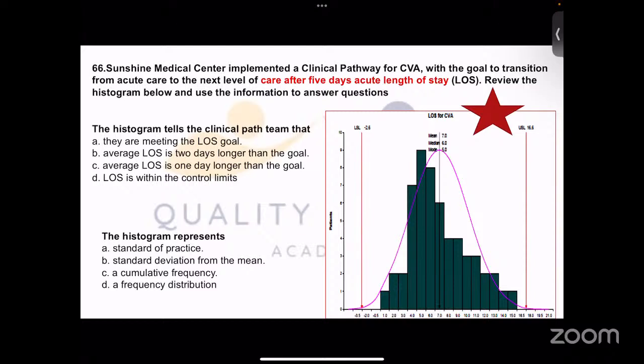For the histogram, what's the answer here for 66? It's letter D. Length of stay is within the control limits. For the histogram represents A, standard practice; B, standard deviation from the mean; C, cumulative frequency; D, a frequency distribution. Okay, what's the answer here? It is, okay, it is a frequency distribution.